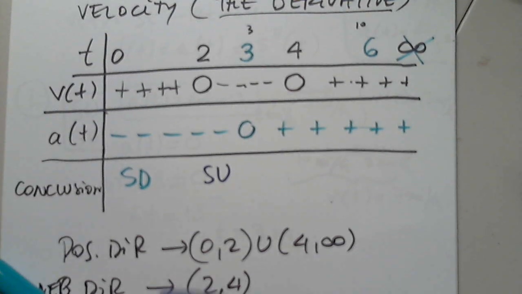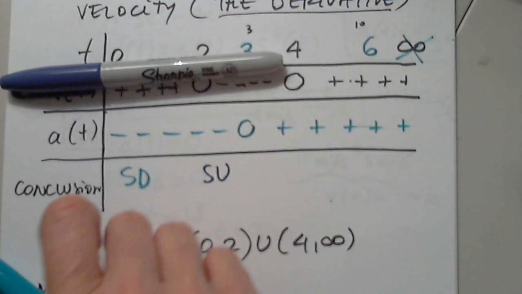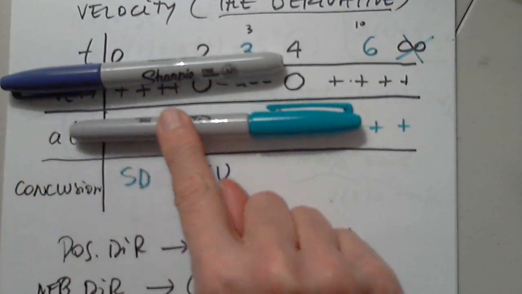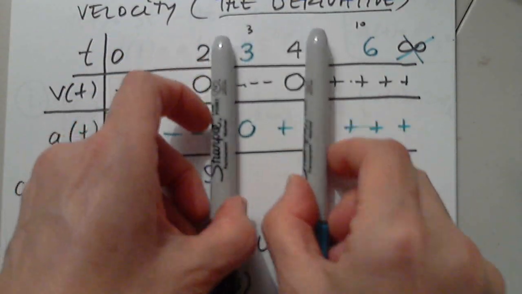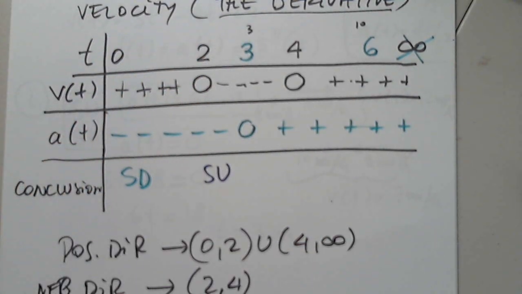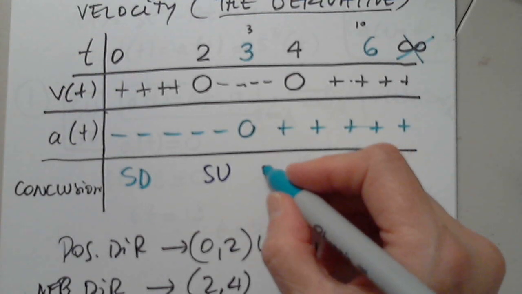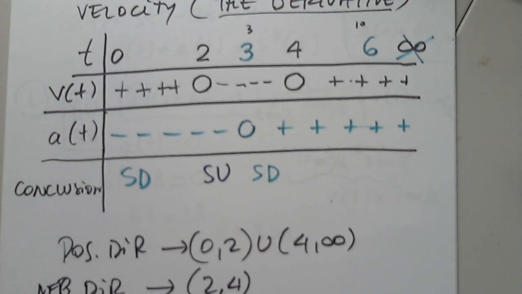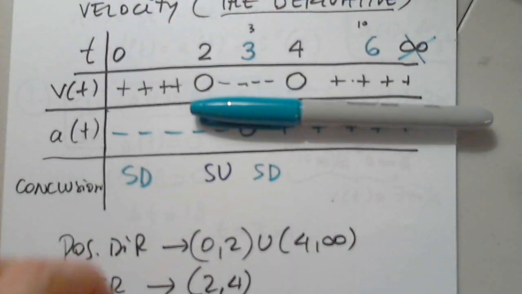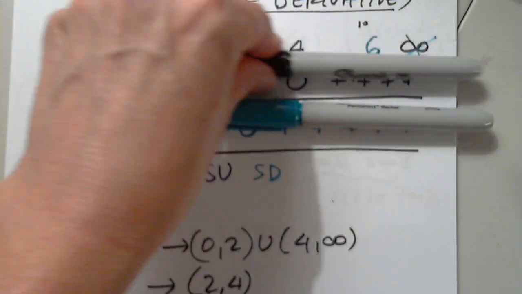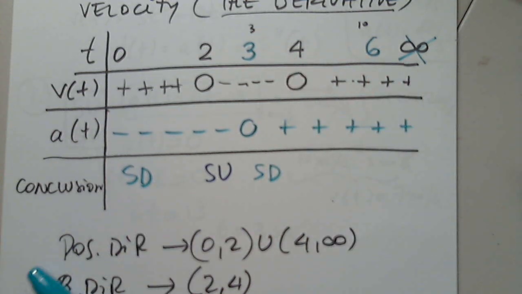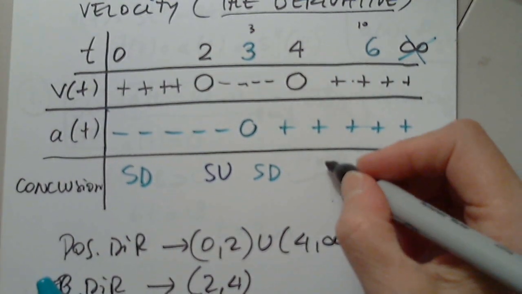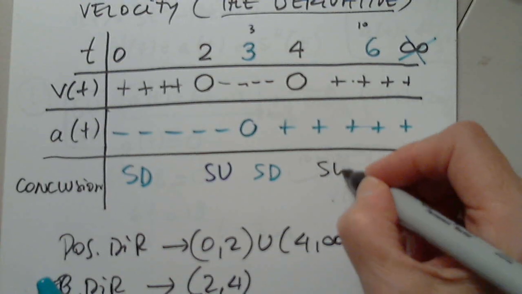Between 3 and 4, the velocity is going this way, the acceleration is going this way. What is the particle doing between 3 and 4? Slowing down. Finally, the acceleration is that way and the velocity is this way. What is the particle doing between 4 and 6? Speeding up. That's it.